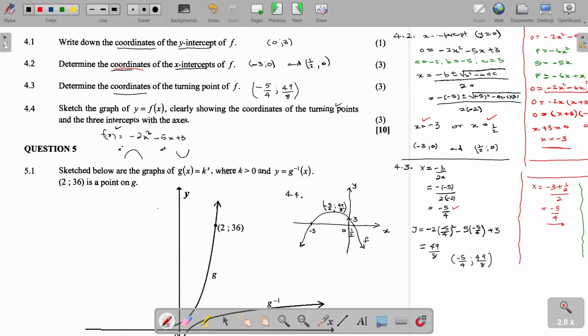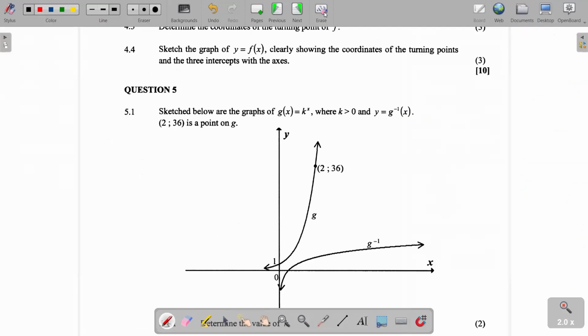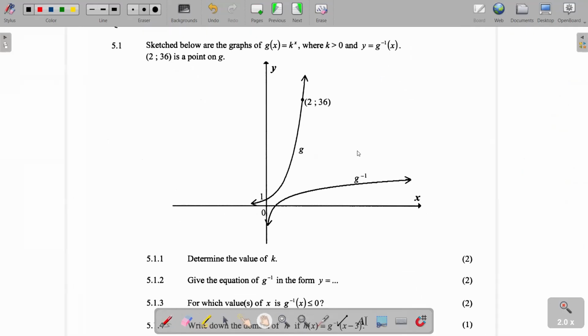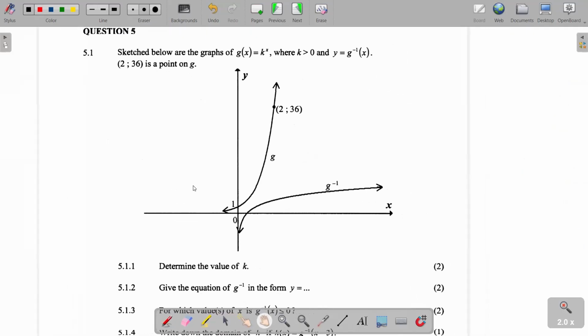There is your 4.4. Then we go to the next question, which is question 5. So here is our question 5. The question reads, sketched below are the graphs of g(x) equal to k to the power x, where k is greater than 0, and y is equal to g inverse, the inverse of g. Then you are told that the coordinates (2, 36) is a point on g. The first part is saying determine the value of k.